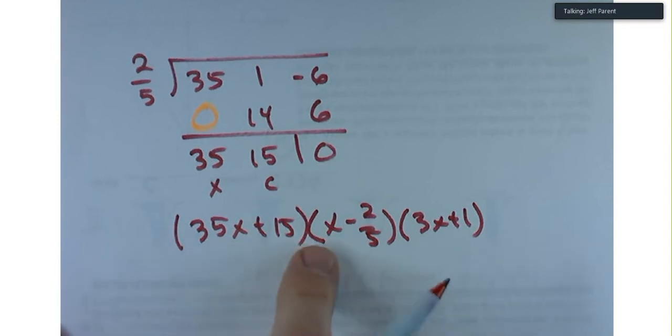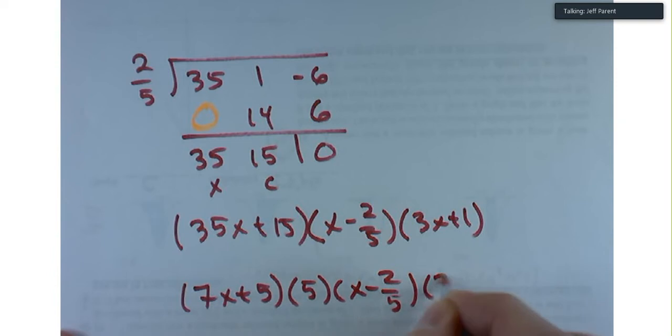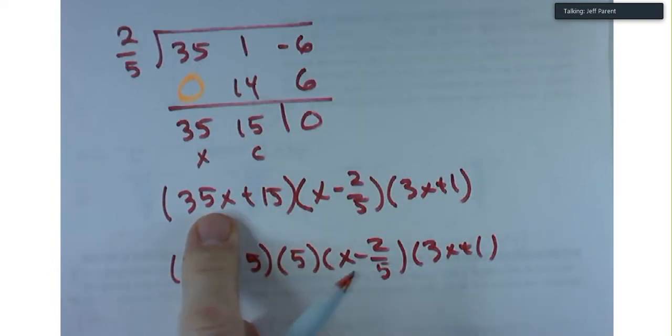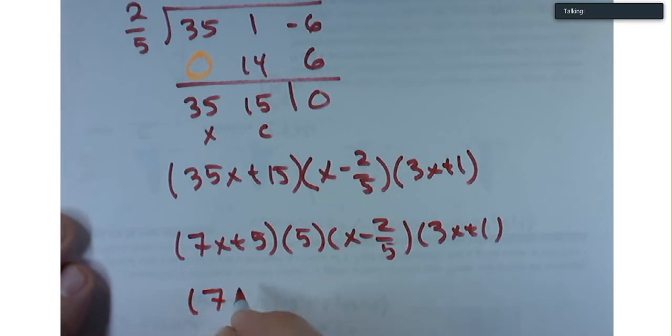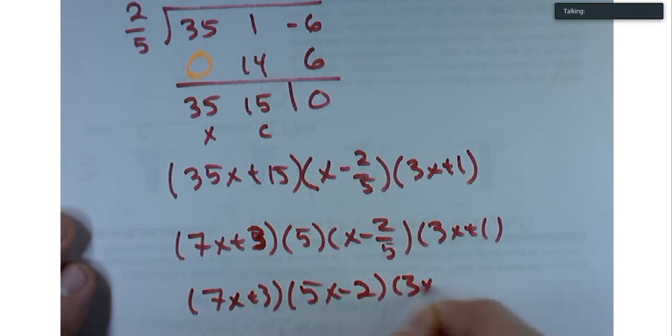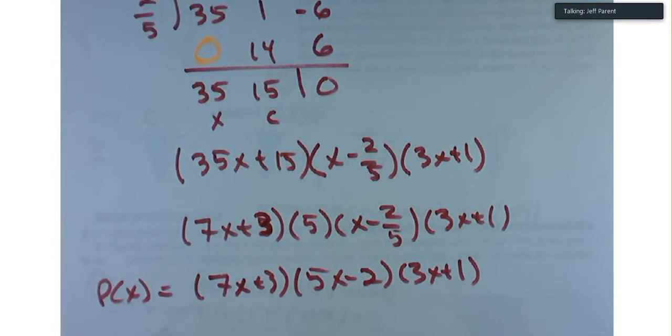We can clean this up much the way we did just a moment ago. What number factors out of this? 5. 7x plus 5 times 5 times x minus 2/5. I think the next time I'm just going to jump right away and say, all right, factor out the 5 and multiply it by this. I'm not going to write this middle step here. Is it 7x plus 3? Yeah, thank you. 7x plus 3 times 5x minus 2 times 3x plus 1. And that's my polynomial. What's wonderful is that it's completely factored, and I can kind of see the roots on this thing now.